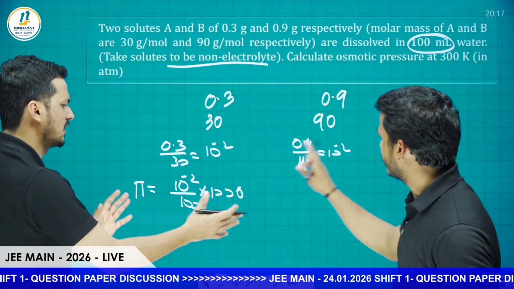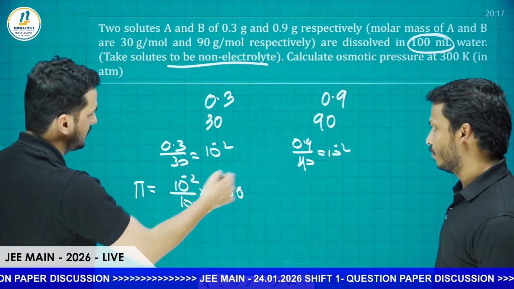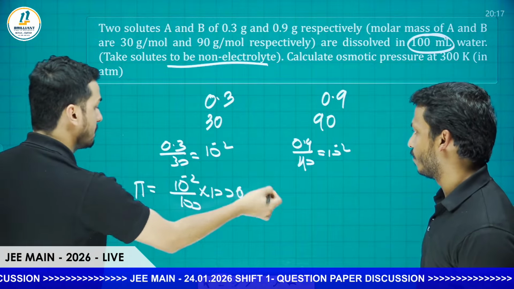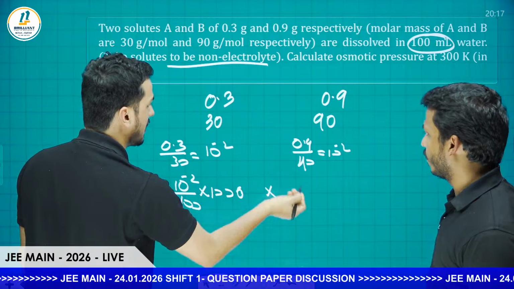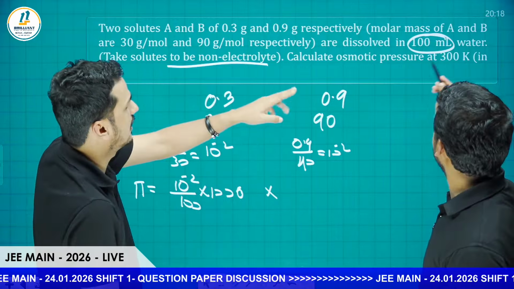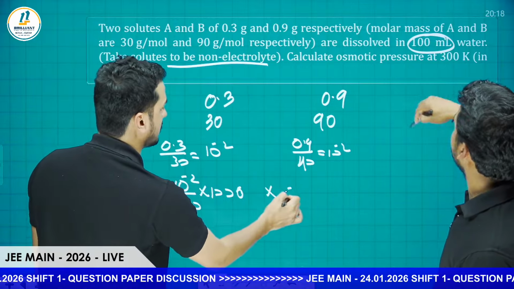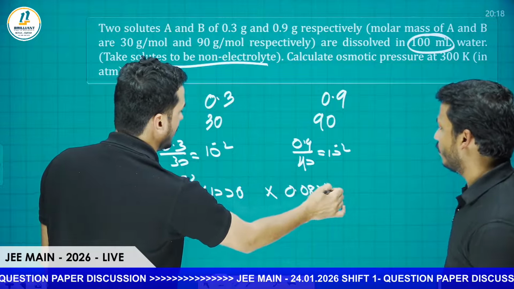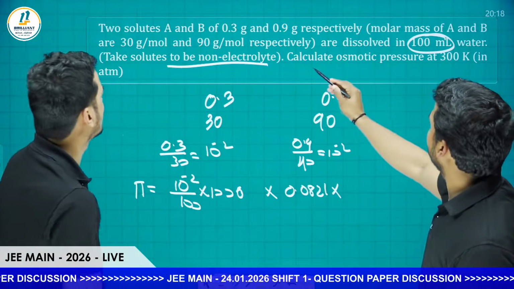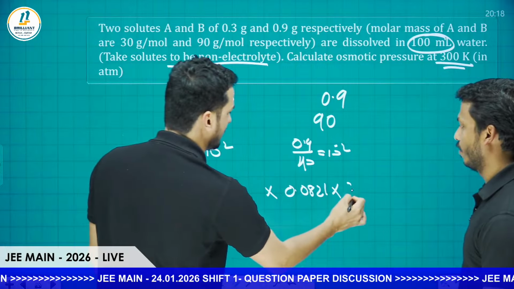So let's calculate this one. This is the same for this one. So we can write this one into RT, plus this one, into the R value. How much R value is given? R is given in atm, so we have to take 0.0821, into the temperature. Temperature is mentioned: 300 Kelvin.